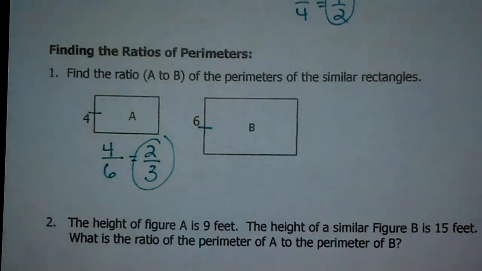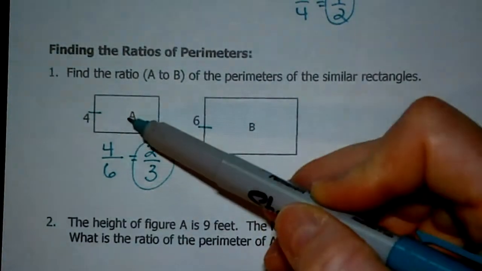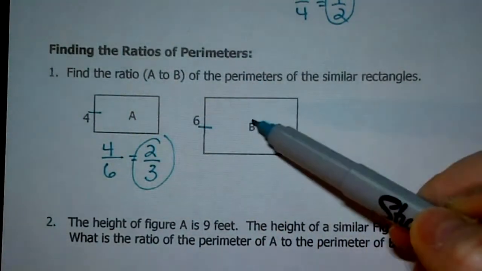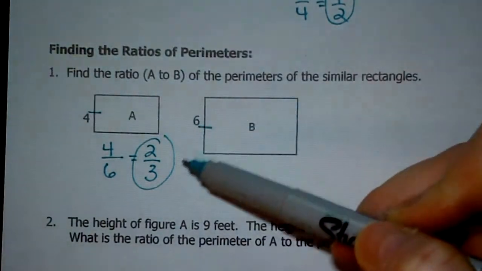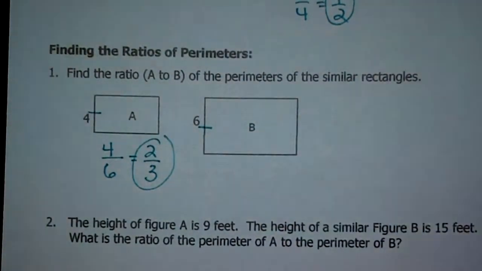So the ratio of the corresponding sides is equal to the ratio of the perimeters. So all you do is match up the corresponding sides and simplify. And this means that the perimeter of A is 2/3 of the perimeter of B. So if you knew the perimeter of B, you could multiply it by 2/3 and get the perimeter of A.